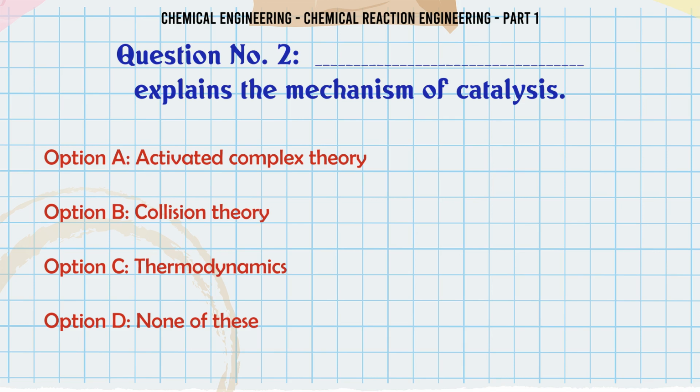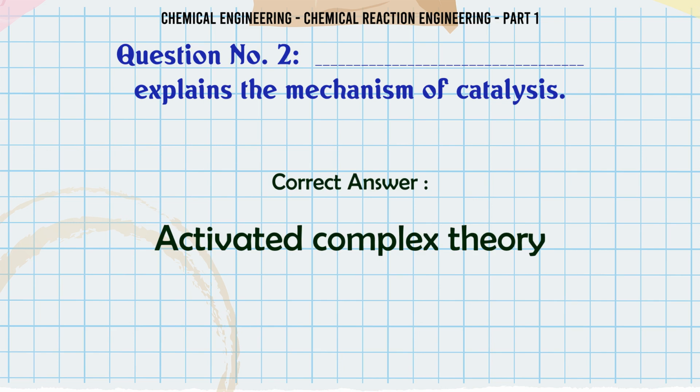Explain the mechanism of catalysis. A. Activated complex theory. B. Collision theory. C. Thermodynamics. D. None of these. The correct answer is activated complex theory.